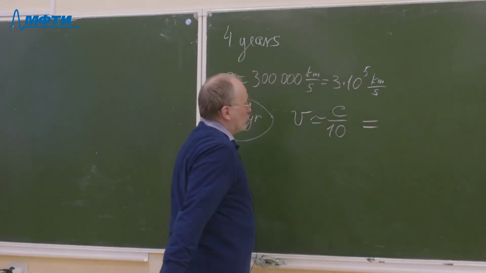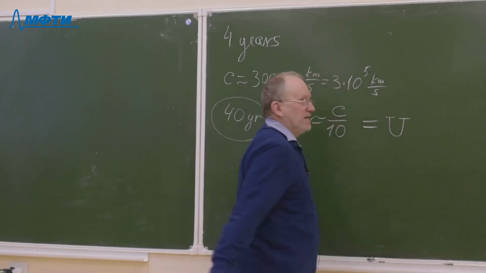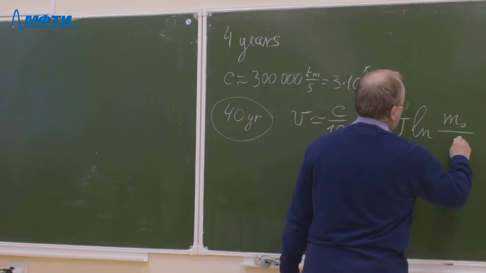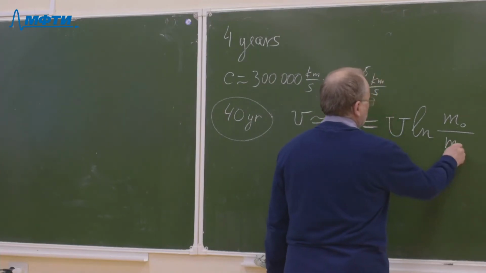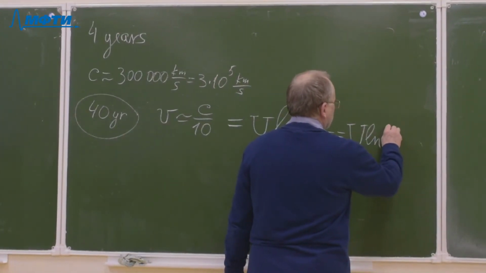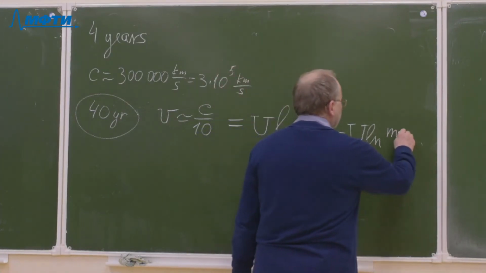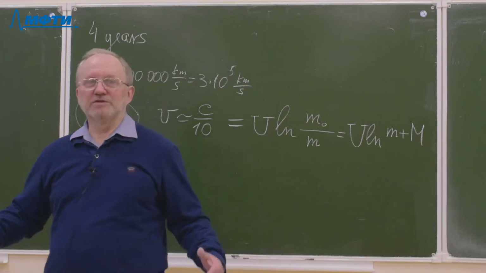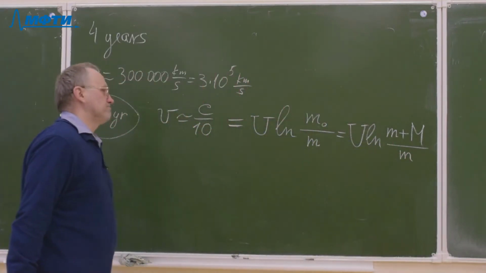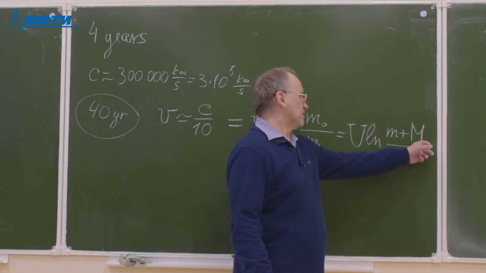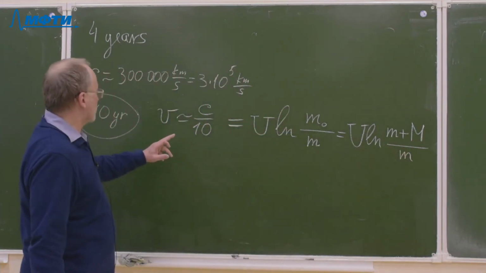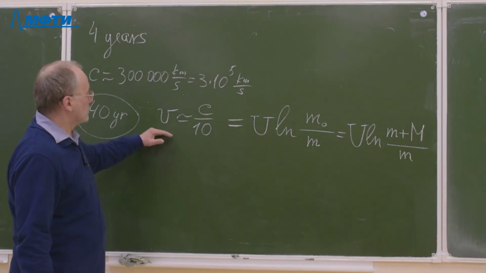And according to Tsiolkovsky's formula, this velocity is the velocity of gas ejected by the rocket, times the logarithm of the initial mass over the final mass. What is the initial mass? This is the mass of the spacecraft itself, plus the mass of the fuel when the rocket is filled with fuel. And the final mass will be just the mass of the spacecraft without the fuel. So this capital M is the mass of the fuel which we need to accelerate the rocket to such a high speed.